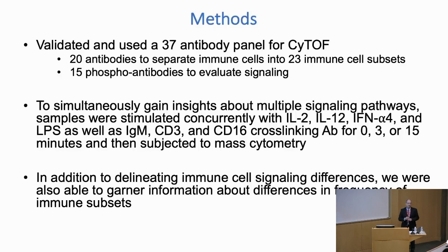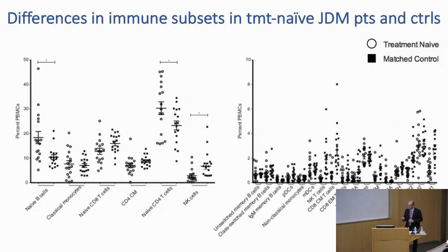Samples were stimulated with IL-2, IL-12, interferon alpha, and LPS, in addition to IgM, CD3, and CD16 cross-linking antibodies for 0, 3, or 15 minutes, and then subjected to mass cytometry. In addition to delineating signaling differences, we were also able to garner information about the relative frequencies of different immune cell subsets, and I'm going to show that first. So there are 23 immune cell subsets shown here. I've broken them into the larger subsets and smaller so we can have different scales.